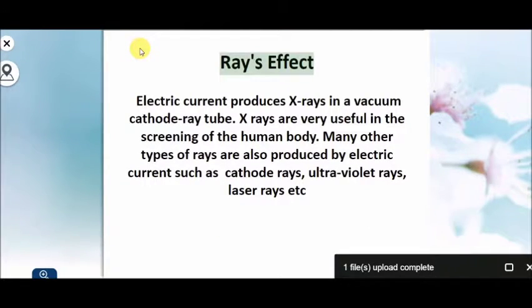Rays effect. Electric current produces X-rays in a vacuum cathode ray tube. X-rays are very useful in the screening of the human body. Many other types of rays are also produced by electric current, such as cathode rays, ultraviolet rays, laser rays, etc.